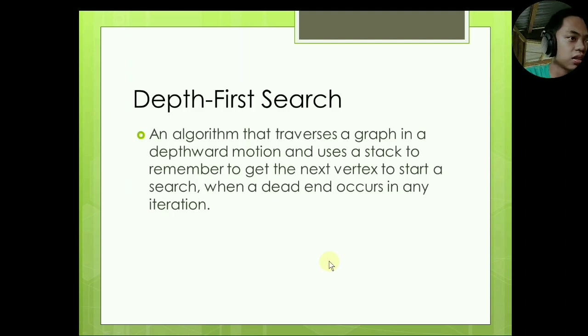Next kind of search is depth first search. Depth means going deep, from top to bottom. It searches the deepest vertex first before moving to another line. This is an algorithm that traverses a graph in a depthward motion, meaning from top to bottom, and uses a stack to remember the next vertex to start a search from when a dead end occurs in any iteration. From the source, whichever line it first takes, it goes all the way to the end before it moves to another line.